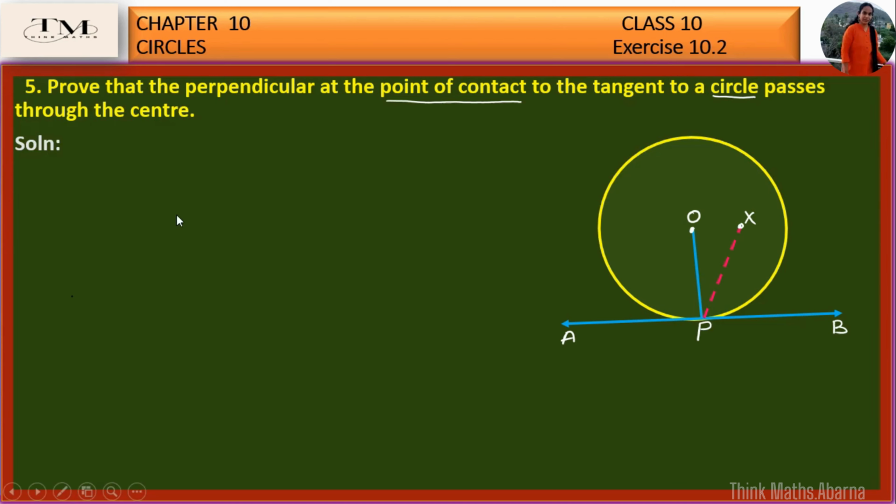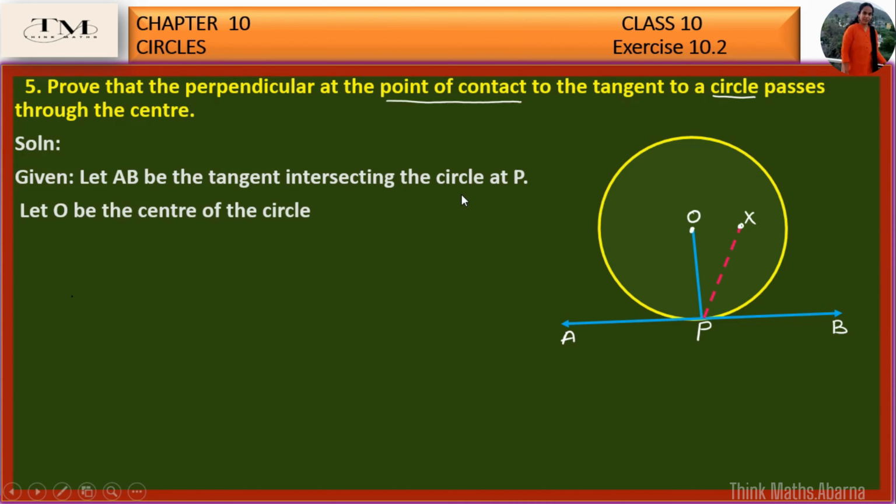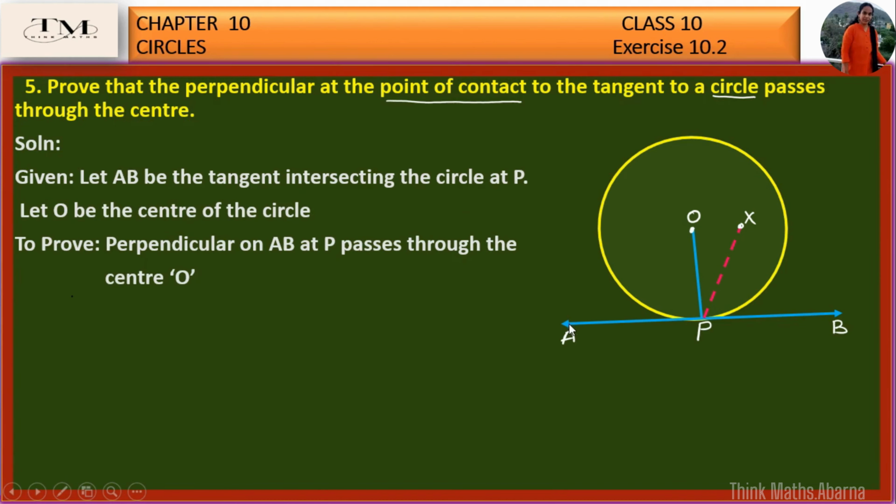First, let us write what is given. It is given that AB is the tangent intersecting the circle at P, and O is the center of the circle. So these 2 things are given. What we have to prove? We have to prove that if we draw a perpendicular on AB at P, this perpendicular should pass through the center. To prove this, we are going to take a contradiction. So what is the contradiction?